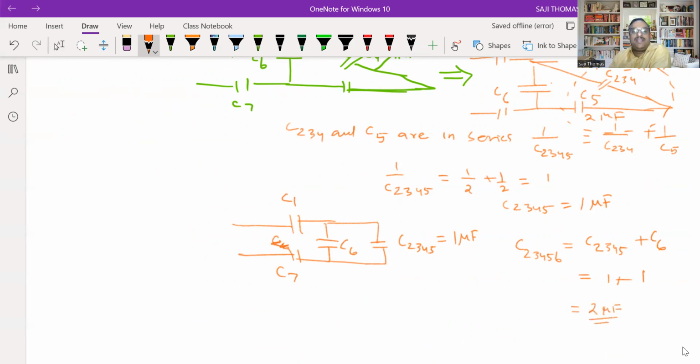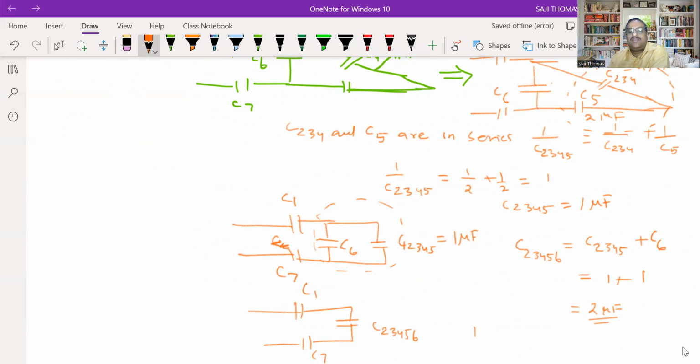Now again you simplify the diagram. You replace this by this 2 microfarad. So what will be the final simplified circuit diagram? This was C6, and C6 and C2345 together you got as 2 microfarad. So the final diagram comes like this. This is C23456, C1, C7. See, all these capacitors are in series.